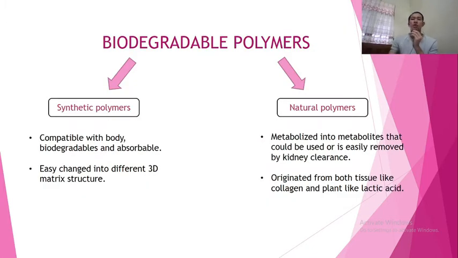Biodegradable polymers have two types: one is synthetic polymers and the second is natural polymers. Synthetic polymers are compatible with the body, biodegradable and absorbable. Synthetic polymers can also easily be changed into different 3D matrix structures. Natural polymers are metabolized into metabolites that could be used or easily removed by kidney clearance, originating from both tissue like collagen and plants like lactic acid.